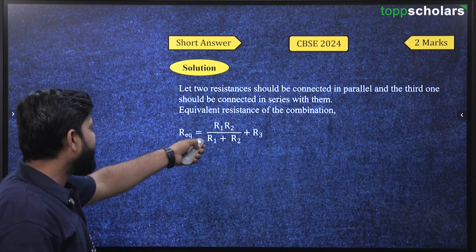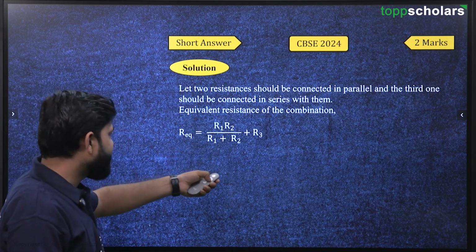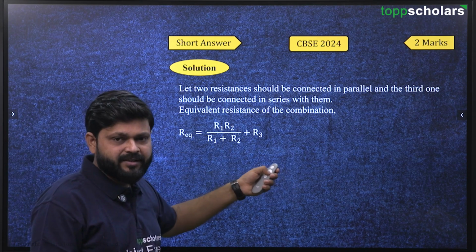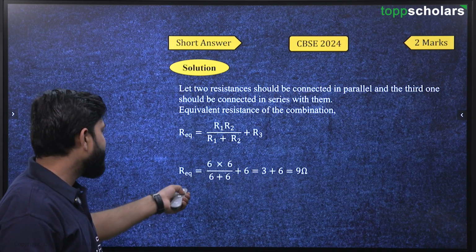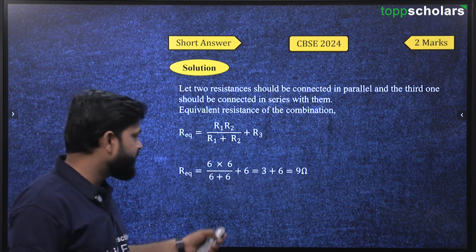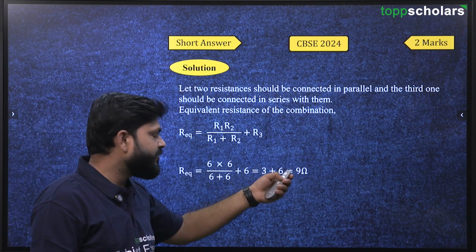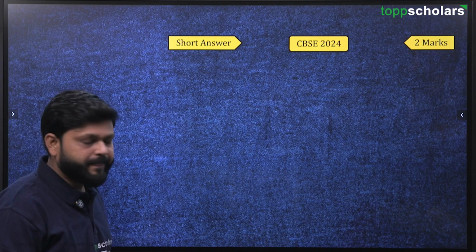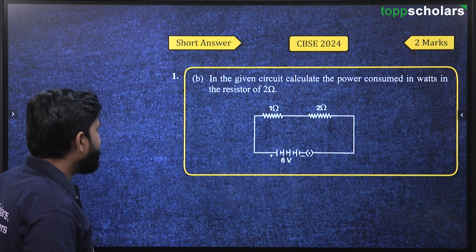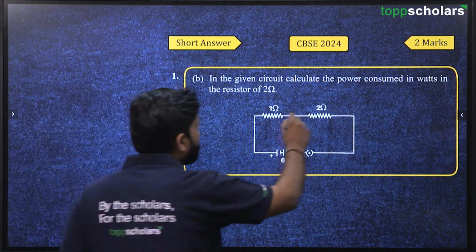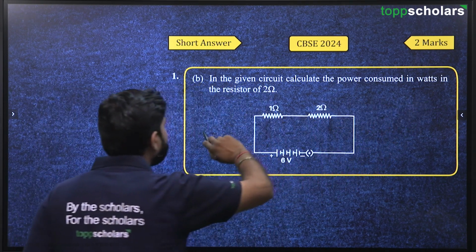See here, R1 into R2 upon R1 plus R2 plus R3, that we have done in the previous slide only. So we have got 6 into 6 upon 6 plus 6 plus 6, that is 9 ohm. Now the next part is: in the given circuit, calculate the power consumed in watt in the resistance.